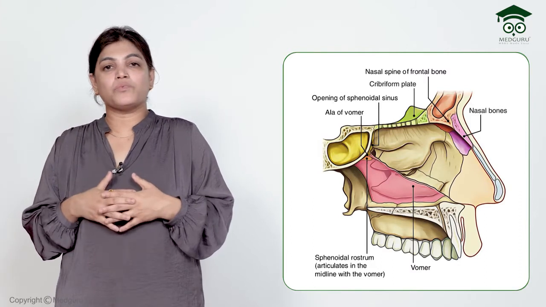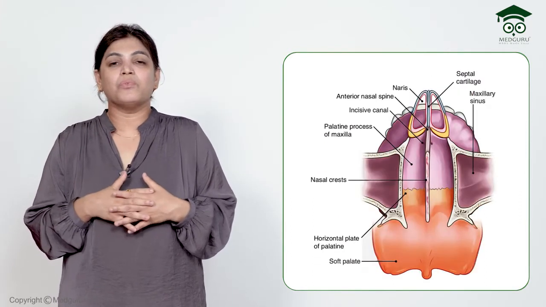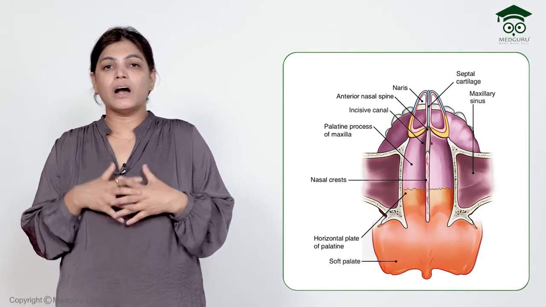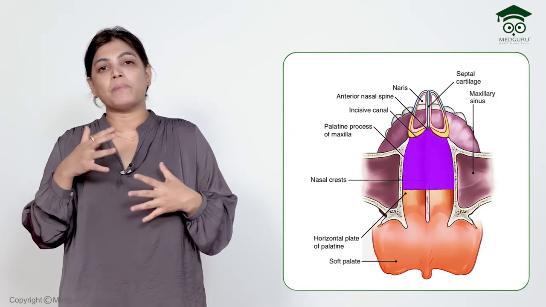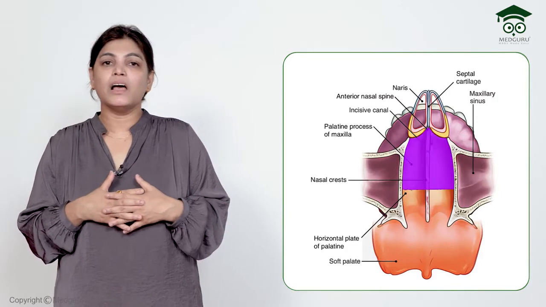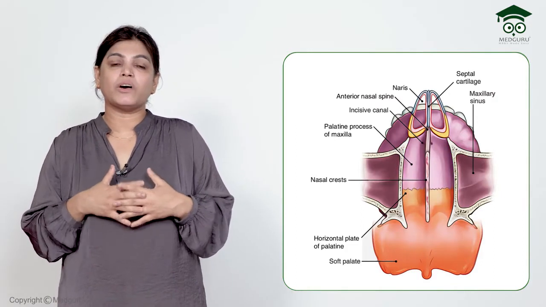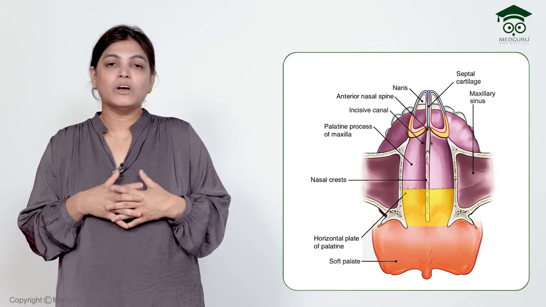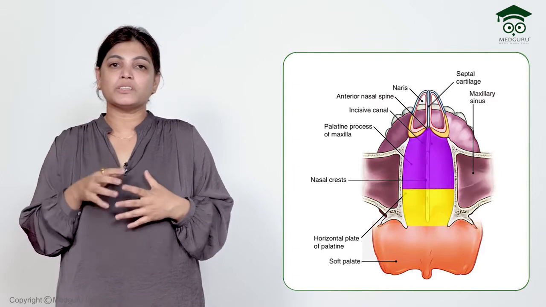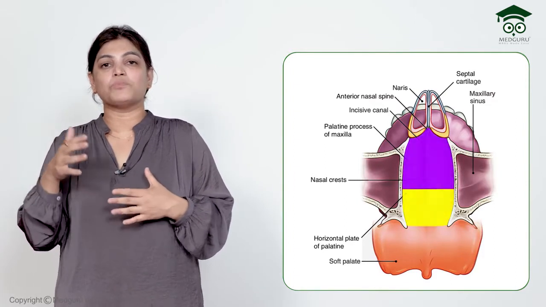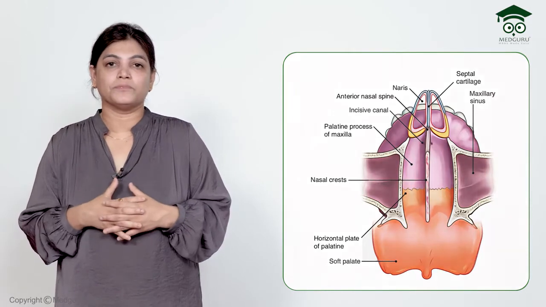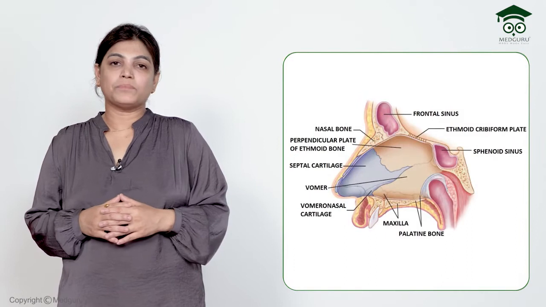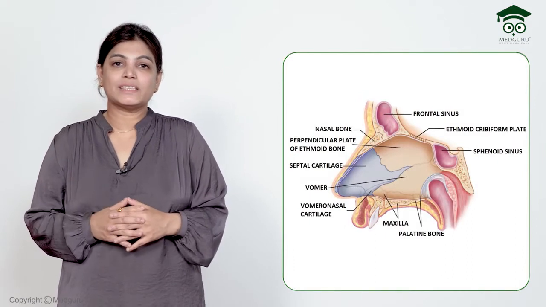Coming to the bones which are forming the floor. Actually, the floor of nasal cavity is formed by the hard palate, and the anterior part of this hard palate is formed by the palatine process of the maxilla, and the posterior part is formed by the horizontal plate of palatine bone. So these two bones, that is horizontal plate of palatine bone and palatine process of maxilla, are forming the floor of nasal cavity.